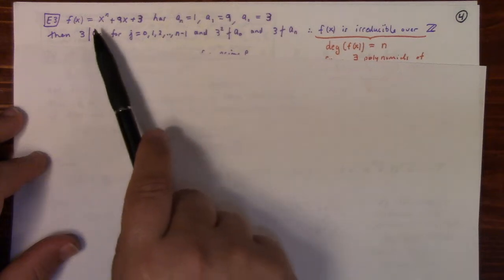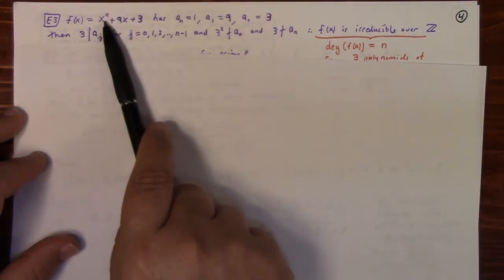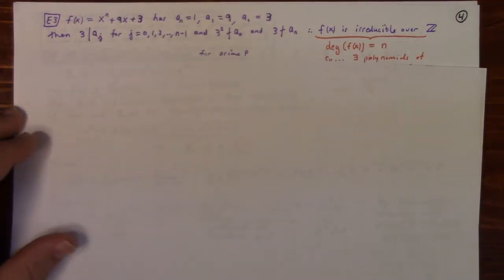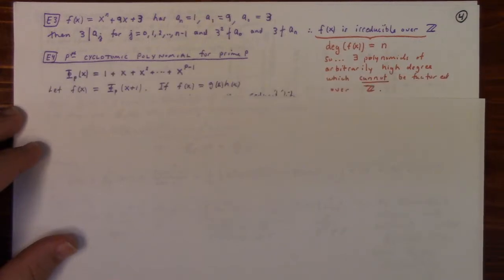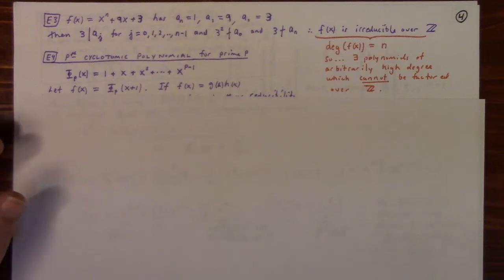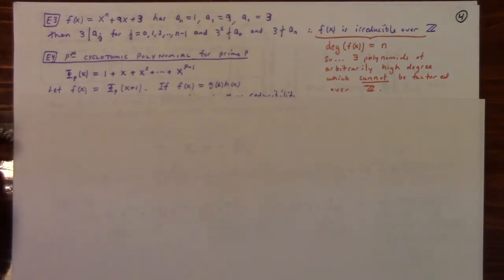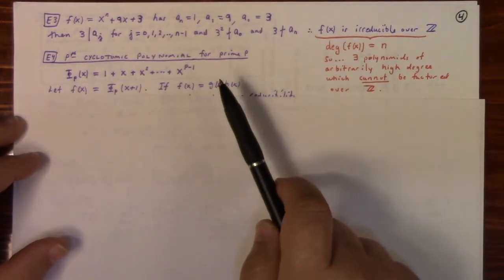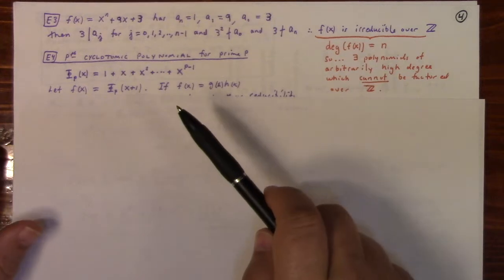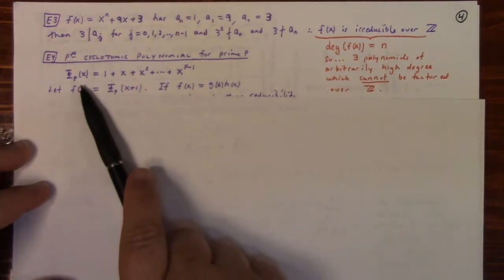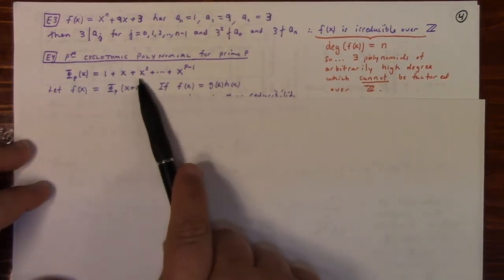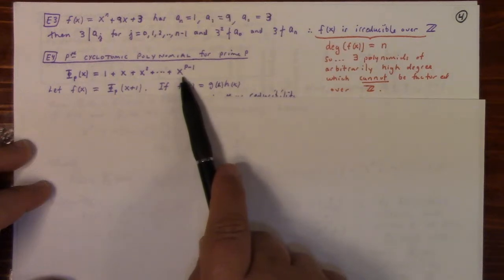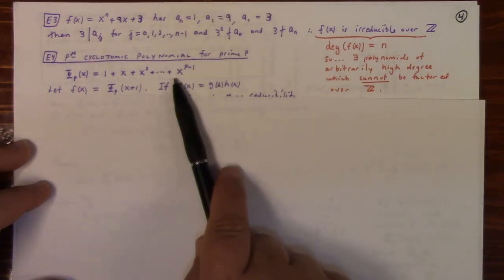What's the degree of this f of x? It's n. So this means that you can find polynomials of arbitrarily high degree which cannot be factored over the integers. Another important example for us, because of the connection that the cyclotomic polynomials have with what are called roots of unity, I'll include here. So phi_p of x is 1 plus x plus x squared plus up to x to the p minus 1. It turns out that this is irreducible over Z.